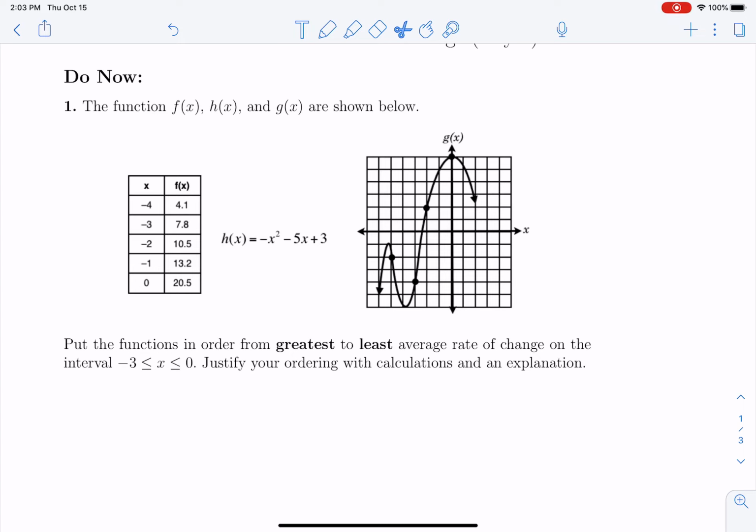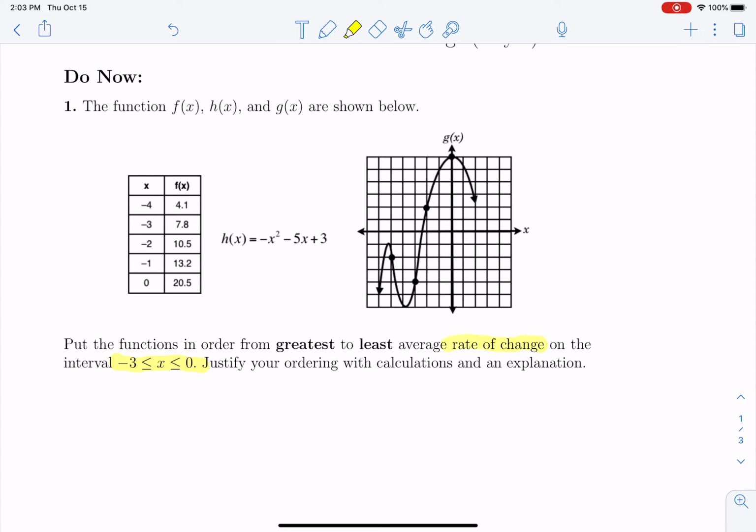All right, so we're told put the functions in order from greatest to least, average rate of change, on the interval -3 is less than or equal to x, which is less than or equal to 0. Justify your ordering with calculations and an explanation.